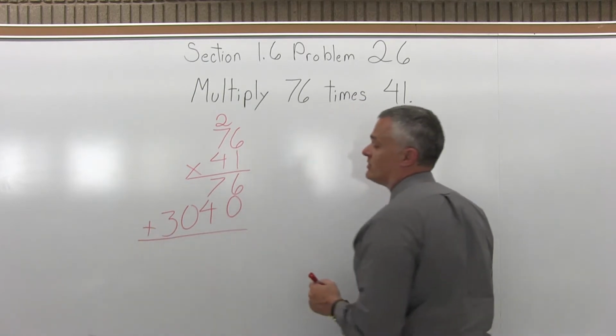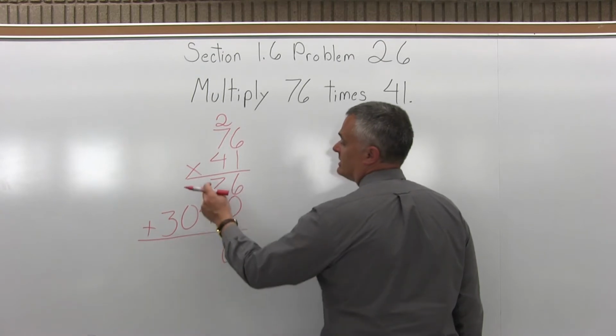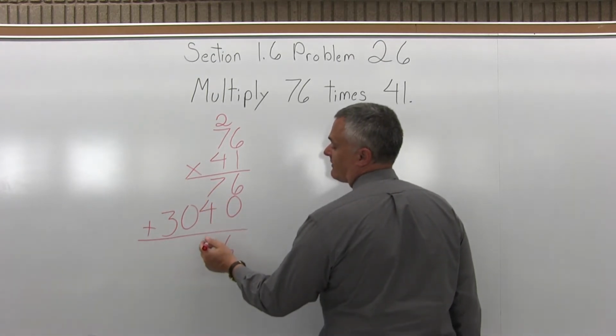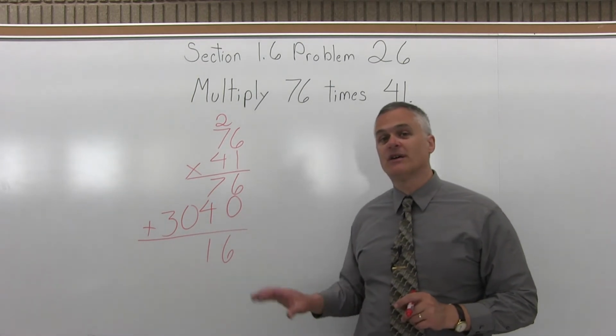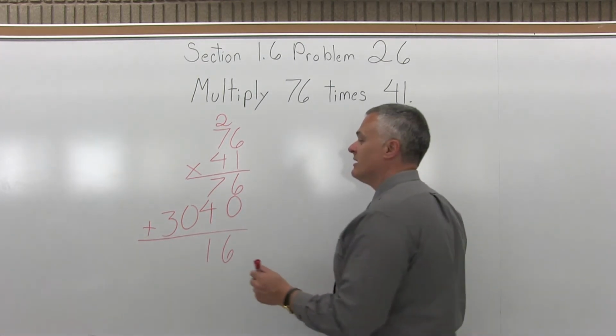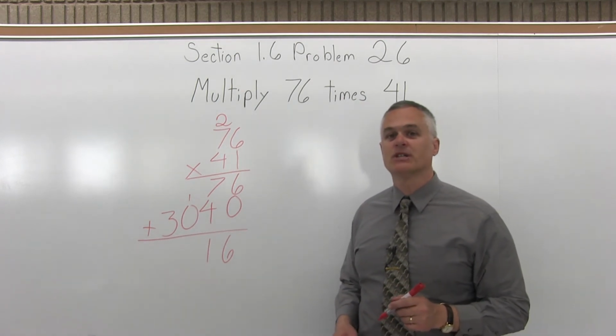And now I can add those columns. 6 plus 0 is 6. 7 plus 4 is 11. So for the 11 I have to carry: I take the 1 from the right half of the 11, put it in the column where I'm working, take the 1 from the left half of the 11 and carry it to the top of the next column.